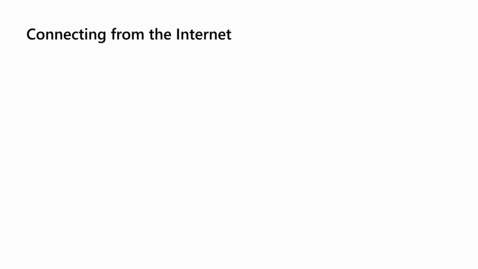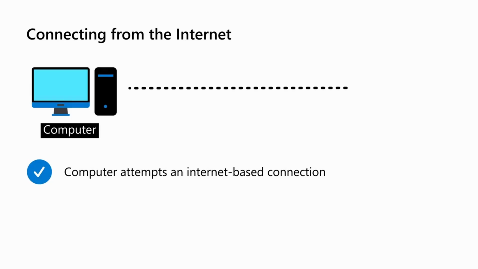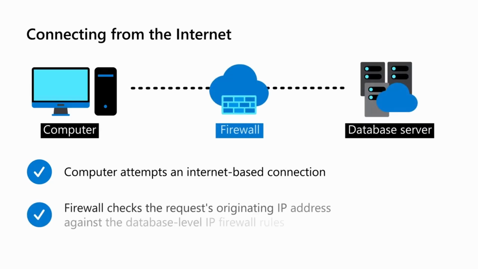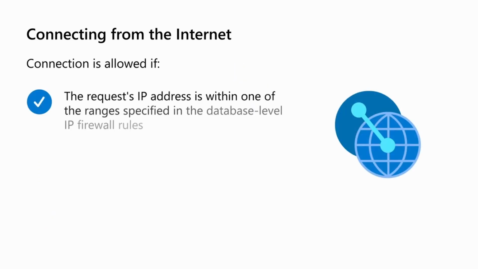During the connection process and rules verification, when a computer attempts an internet-based connection to your database server, the firewall initially checks the request's originating IP address against the database-level IP firewall rules for the requested database. Connection to the SQL database containing the rule is allowed if the request's IP address is within one of the ranges set in the database-level IP firewall rules.